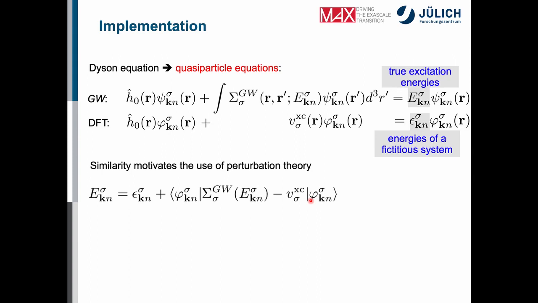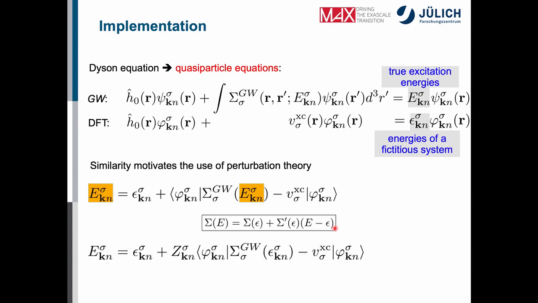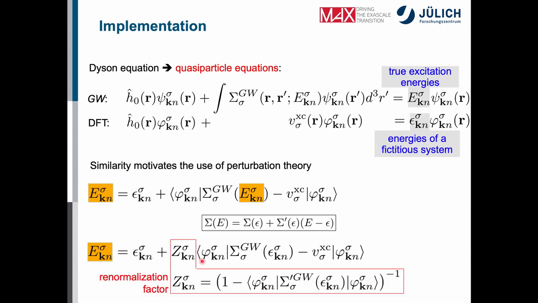This is still a nonlinear equation. The quasiparticle energy also appears on the right-hand side. As a further simplification, one often Taylor expands the self-energy up to linear order, which can then be used to eliminate the energy dependence on the right-hand side. The prefactor, Z, is called the renormalization factor. It is between 0 and 1 and determines how much of the quasiparticle weight lies in the main quasiparticle peak.